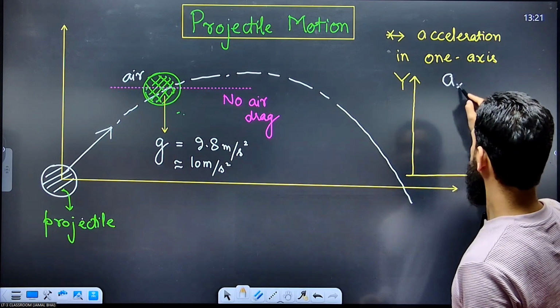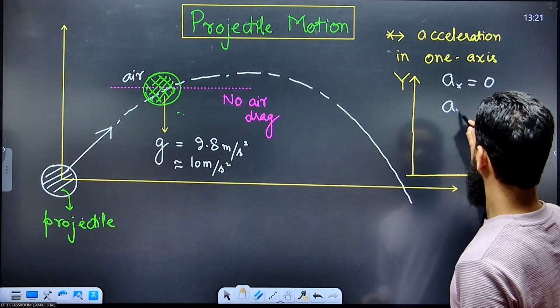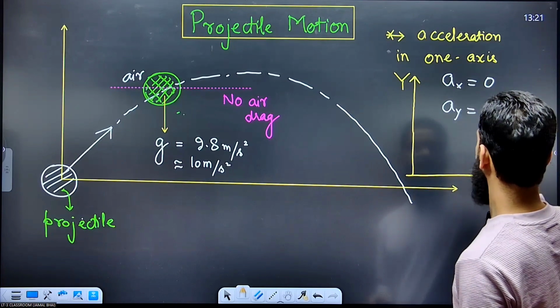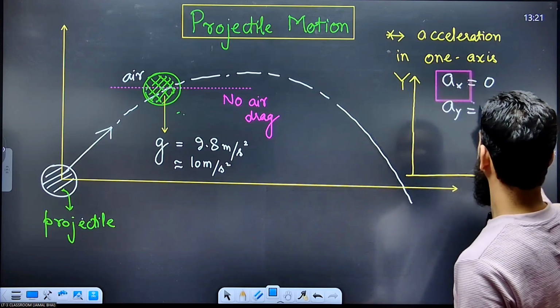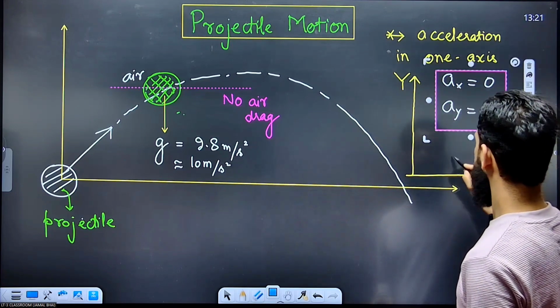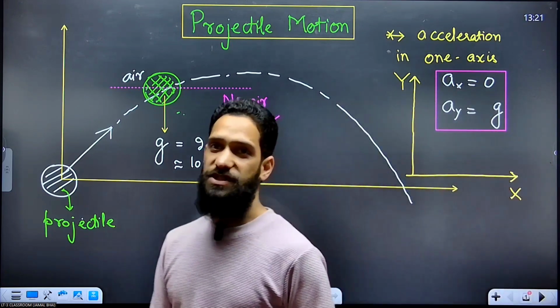So in the x-axis, acceleration is 0, and in the y-axis, acceleration is there. That is the acceleration due to gravity. So, we take these two as the key points to study projectile motion.